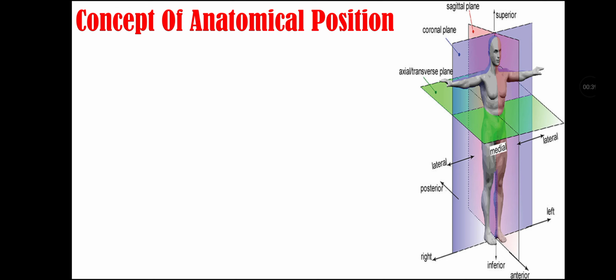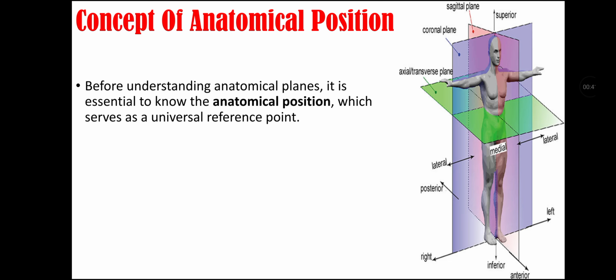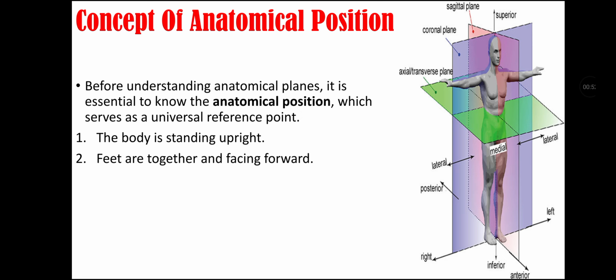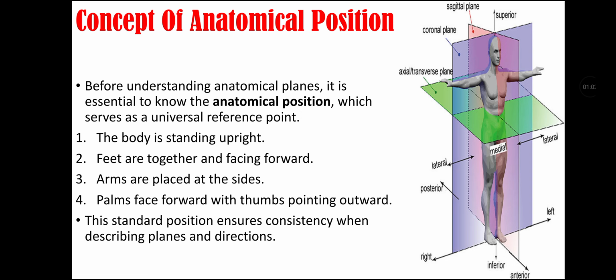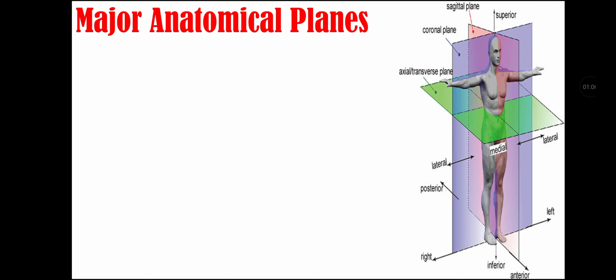Concept of anatomical position. Before understanding anatomical planes, it is essential to know the anatomical position, which serves as a universal reference point. In this position, the body is standing upright, feet are together and facing forward, arms are placed at the sides, and palms face forward with thumbs pointing outward. This standard position ensures consistency when describing planes and directions.